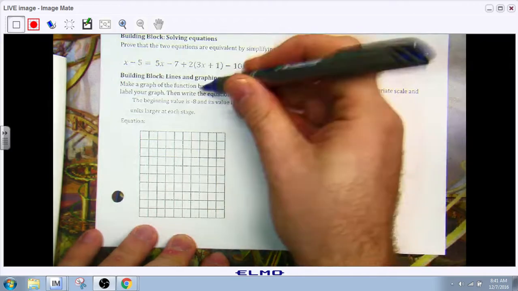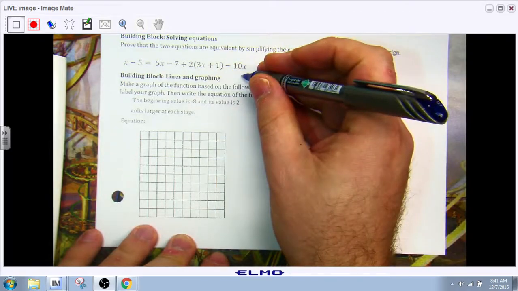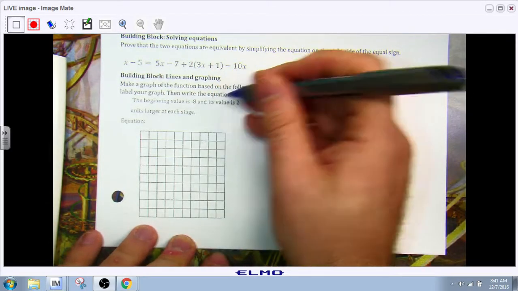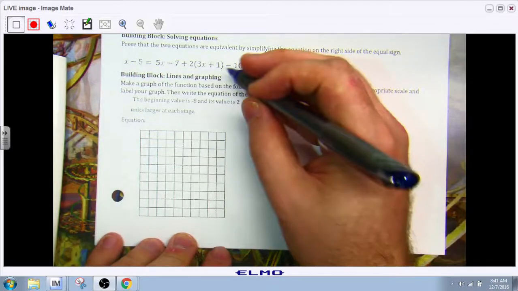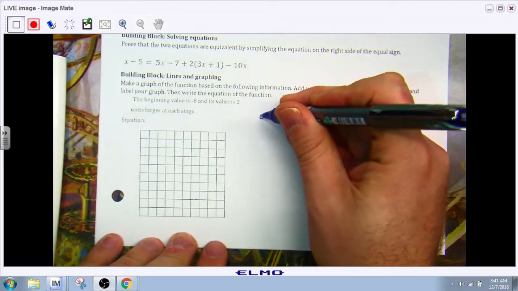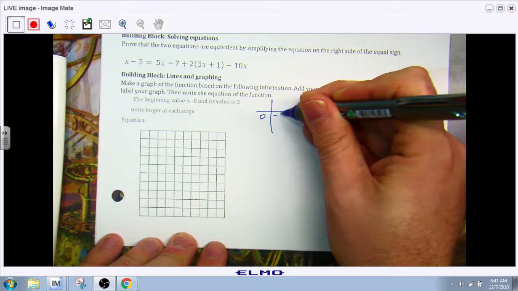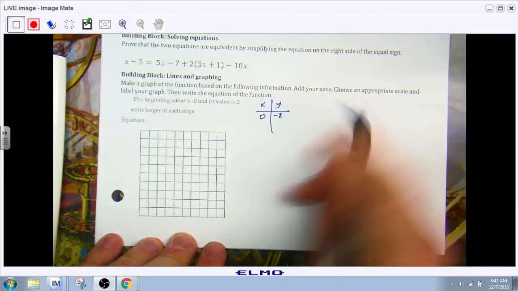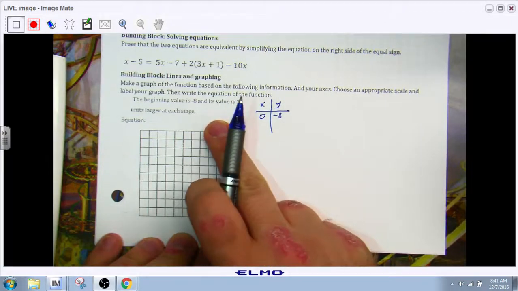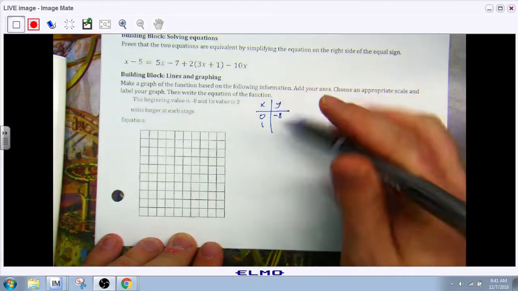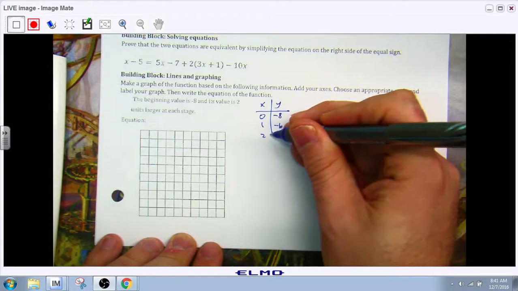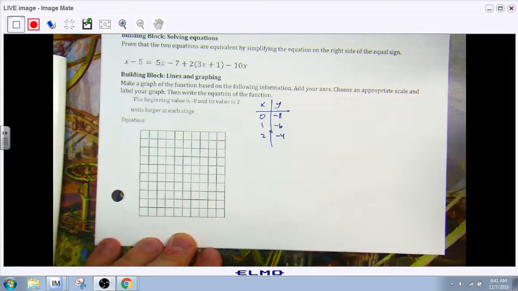So if the beginning value is negative 8, and its value is 2 units larger at each stage, okay? So the beginning value, that means at 0, the value is negative 8, right? When x is 0, our y is negative 8. And then it's 2 units larger at each stage. So at stage 1, it'll be negative 6. At stage 2, it'll be negative 4, et cetera, et cetera.